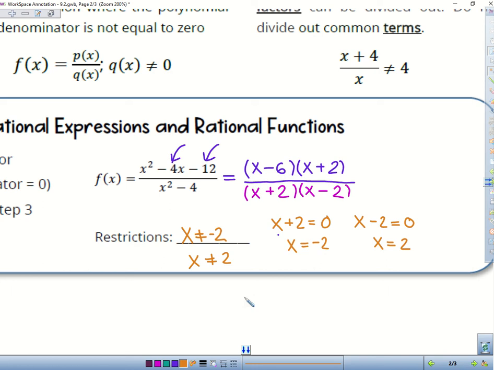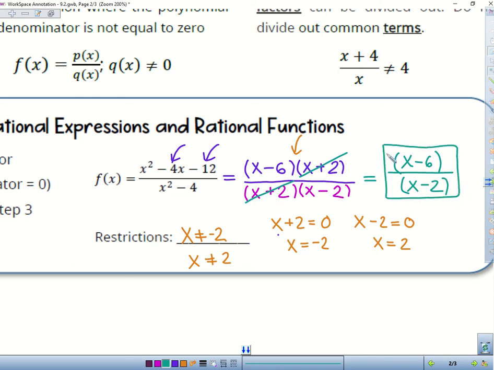Once we've done that part, we're going to look at the actual expression itself and see if we can cancel anything out. Do we have anything common in the numerator and denominator here? X plus 2. Good. So we can cancel out those x plus 2's, and we're left with x minus 6 over x minus 2 as my final answer. You don't have to put parentheses anymore, but I like to put them in. It's up to you. But that's our final answer.